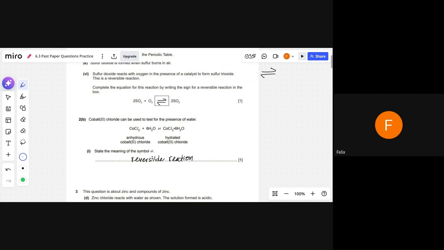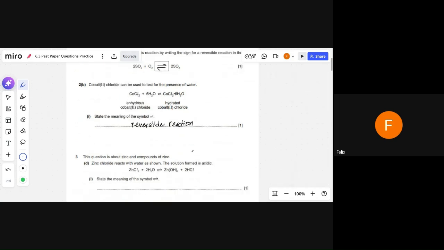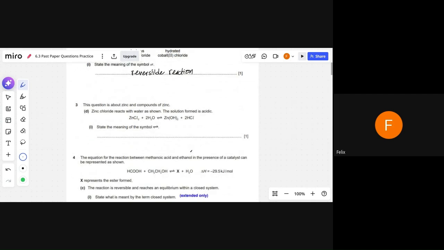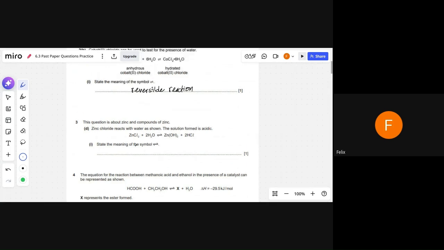And now we move on to the next one, question number 3. This question is about zinc and compounds of zinc, zinc chloride, and so on. State the meaning of the symbol. Yeah, again, it's the same question. You can see that they keep asking the same questions. So it is very important to practice past papers. So reversible reaction.